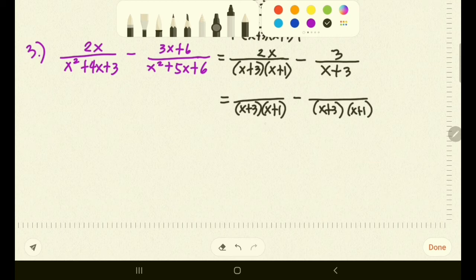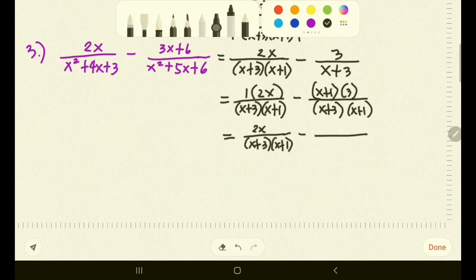So divide the LCD by the existing denominator, that is 1 times 2x. Here, LCD divided by x plus 3, that is just x plus 1 times 3. And then multiply: 1 times 2x is 2x over x plus 3 times x plus 1. Here, x times 3, that is 3x. 1 times 3, that is 3.